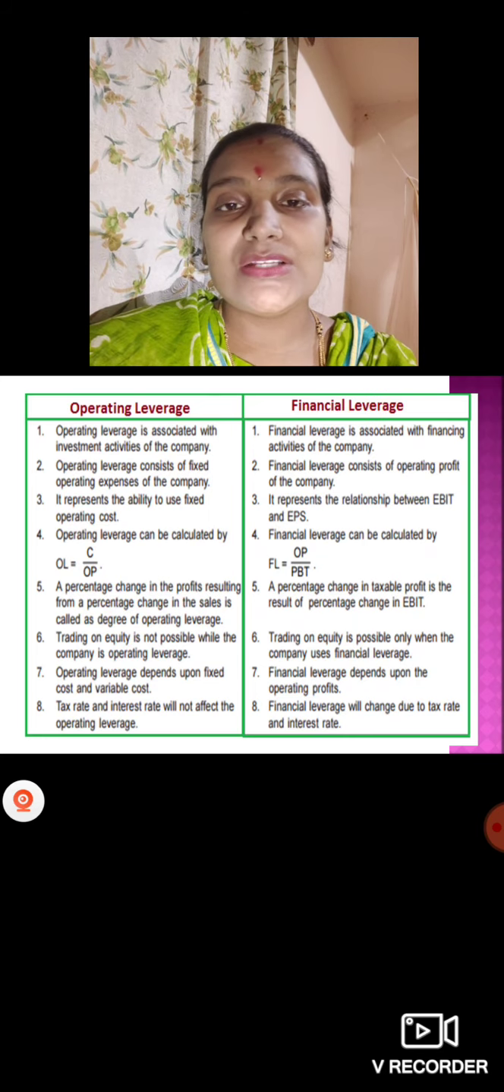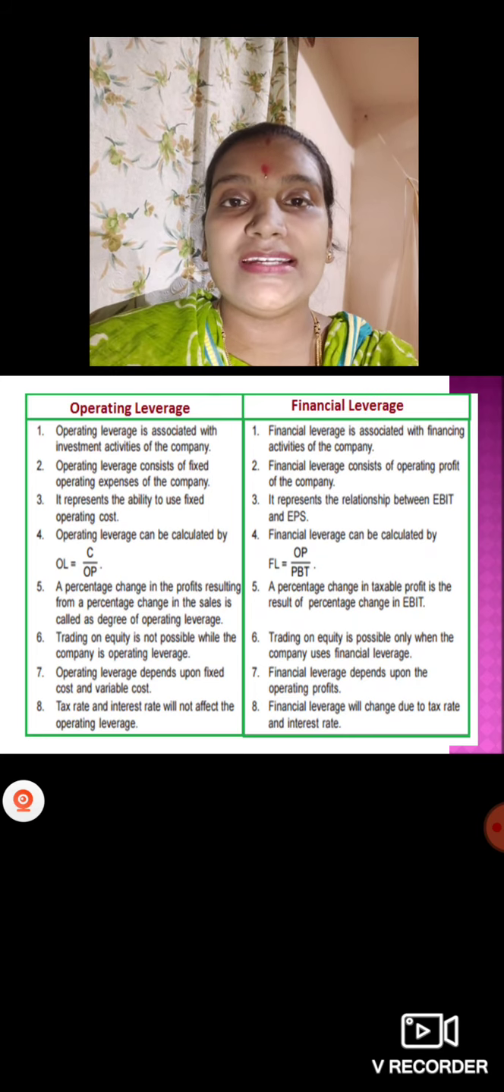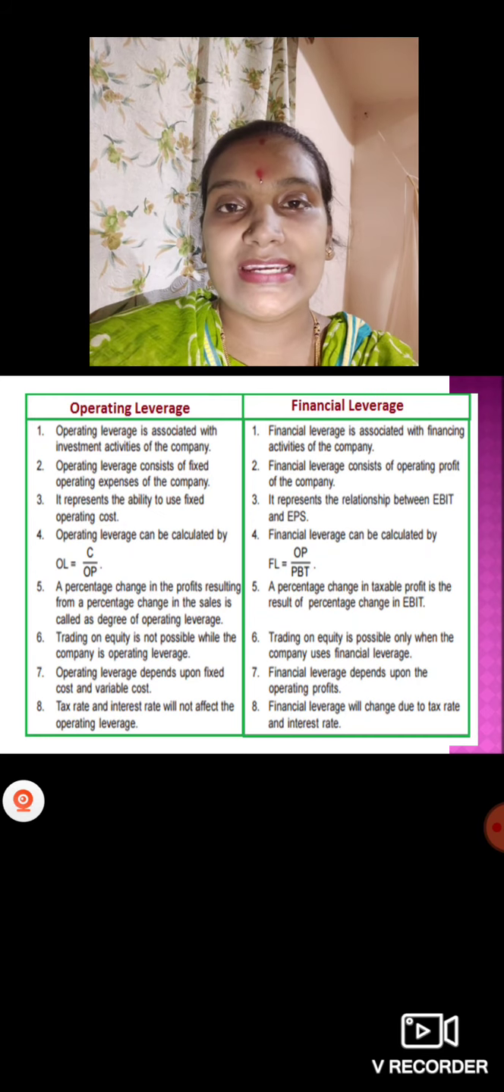Okay, so next we'll see the problems on financial leverage. If you have any doubt in this, get it clarified.